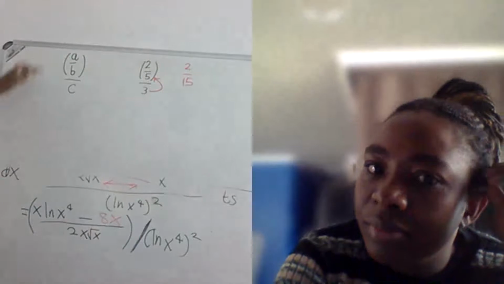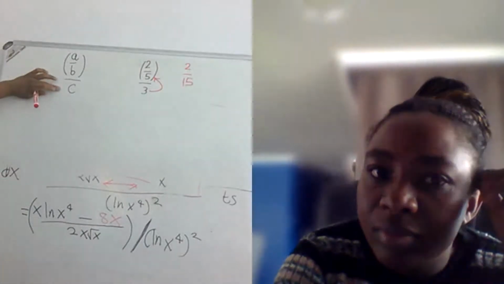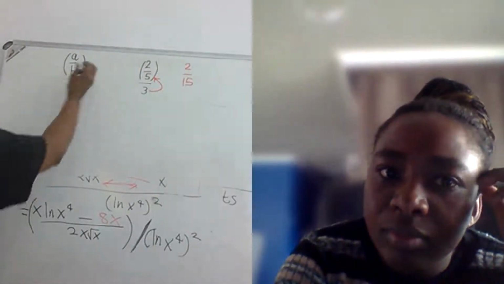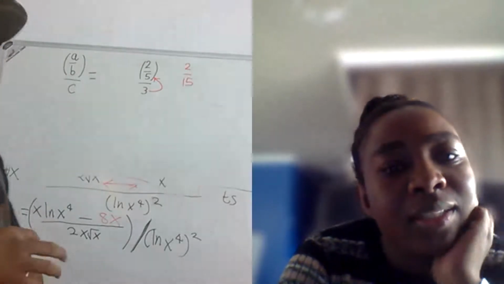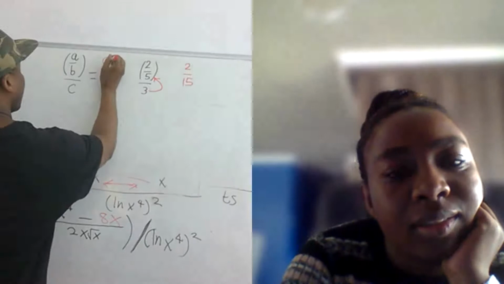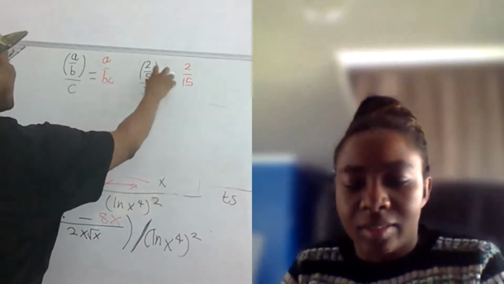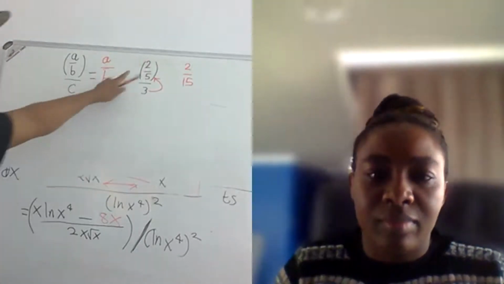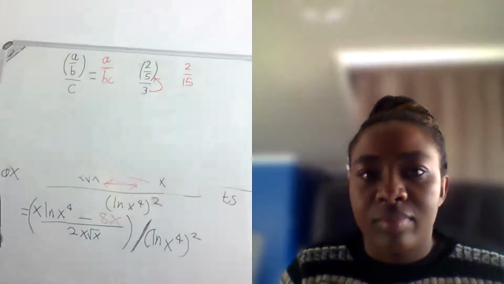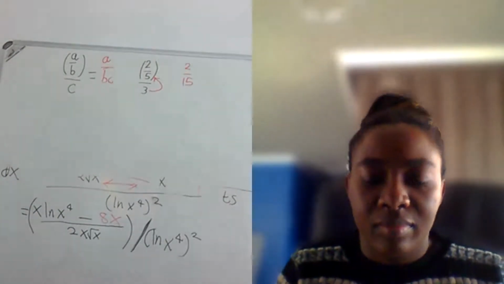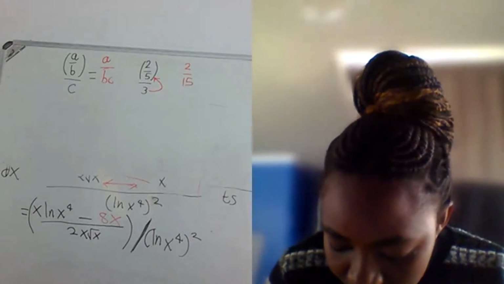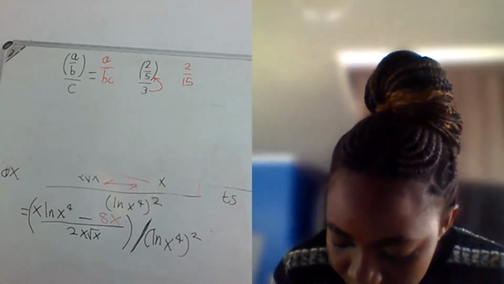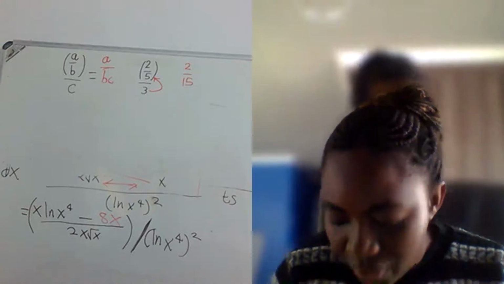So if I have A over B, over C, how is it going to become? A over BC. A over BC. And you can verify this one. Put it in a calculator. Make sure you put the bracket on top, okay? A over B over C.